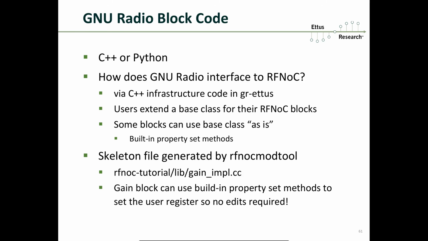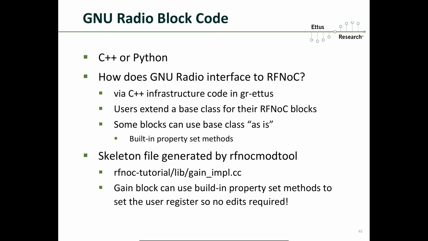Well, there's infrastructure code in gr-ettus written in C++ that exposes RFNoC to GNU Radio. And what you do as a user is, in the C++ code, there's a class for blocks in there that has the code to make it look like, or to make it a GNU Radio block, but also work with RFNoC. And users extend that base class and then customize it for their RFNoC block. In general, though, most blocks can use this base class as is.